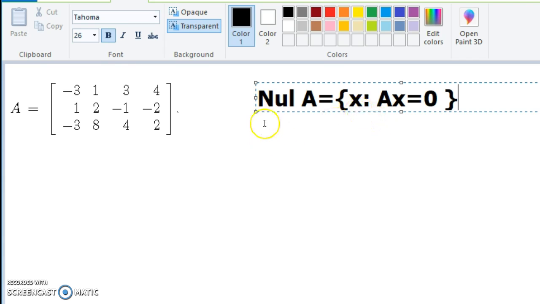the set of all x in R4. You can see you need a 4-dimensional vector such that A times x is equal to 0. So instead of going with rref of A, we might need to solve this equation, and that is to do the rref of A augment with the 0 vector.